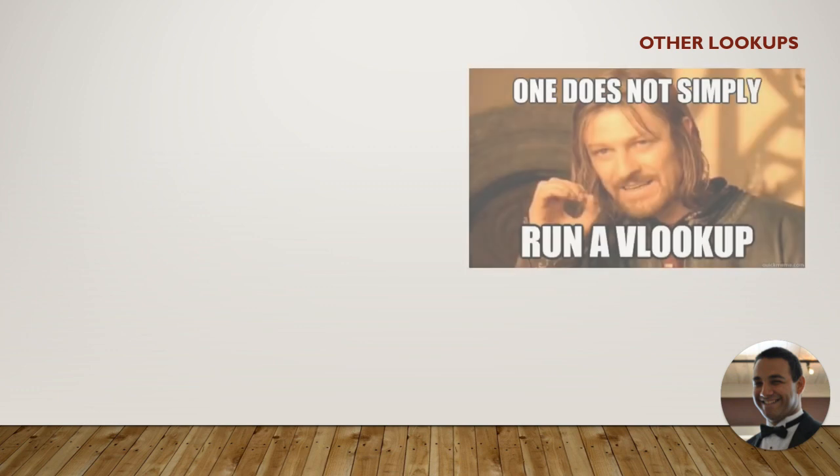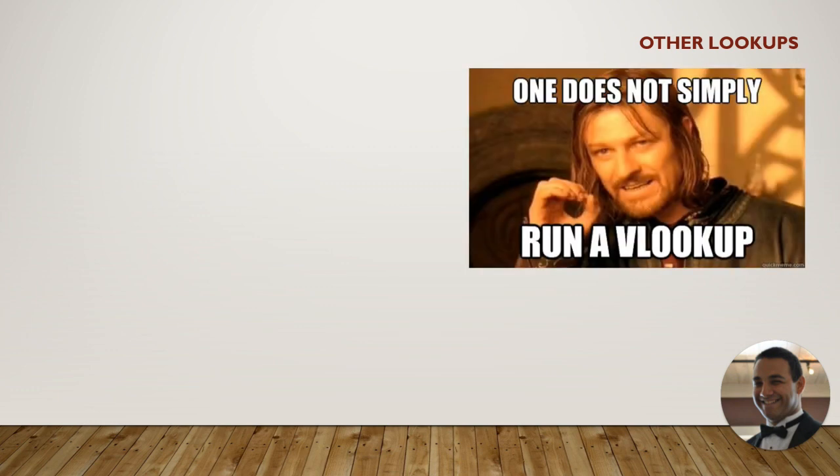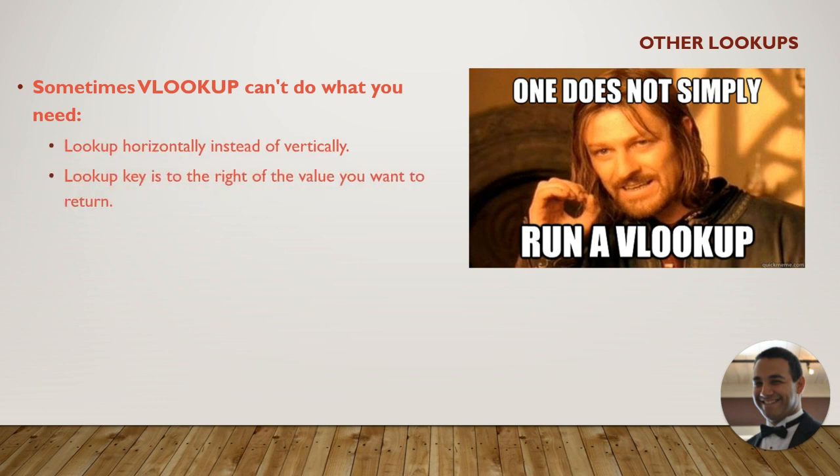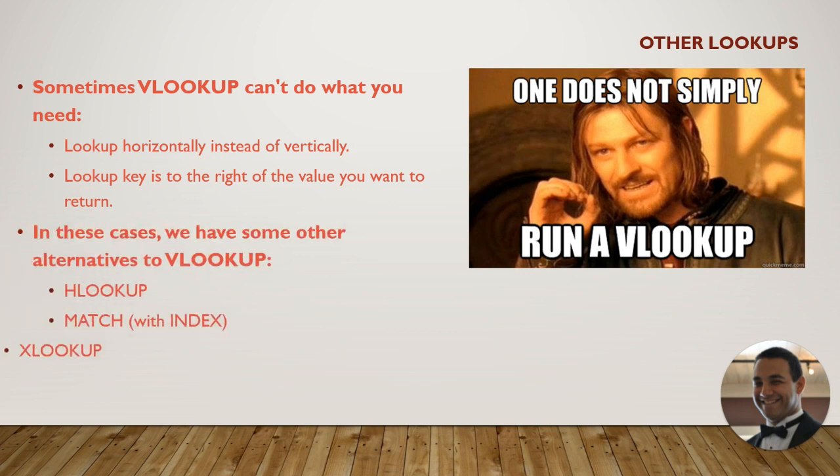Now, by now, you've probably noticed how useful VLOOKUP is, but you've probably also noticed how rigid it is. Sometimes VLOOKUP just can't do what you need. It can't look up horizontally instead of vertically. It can't deal with the lookup key being to the right of the data you want to return. But luckily, Excel has several other options for performing lookups. We're going to look at 3 of them: HLOOKUP, MATCH and INDEX, and the brand new XLOOKUP function.